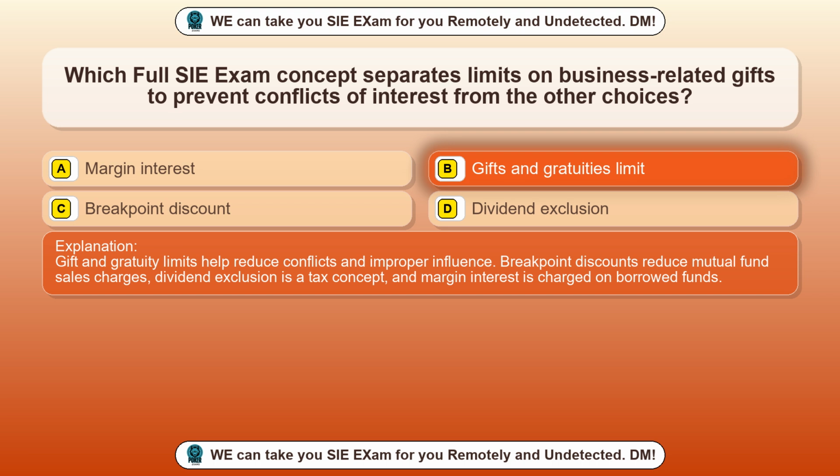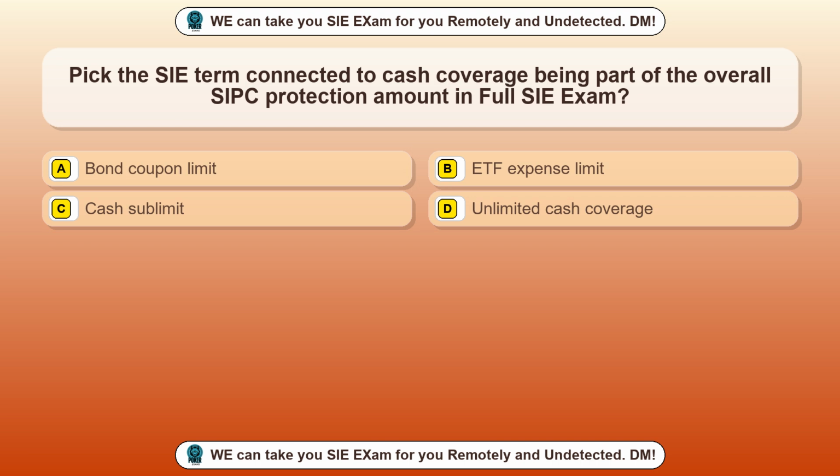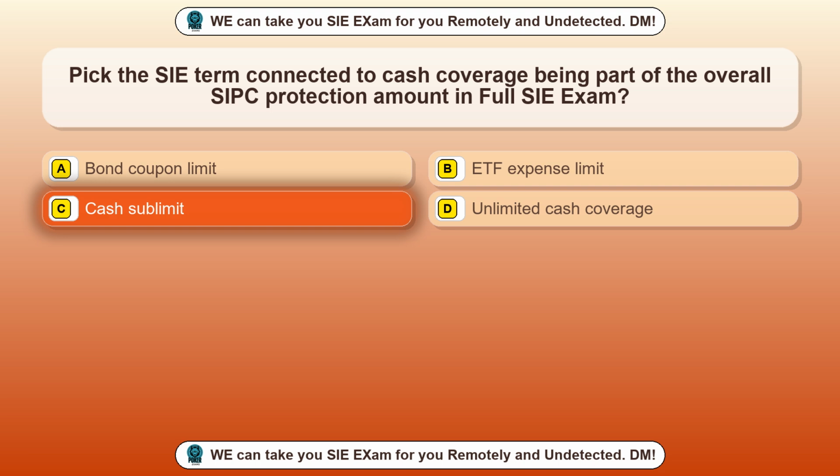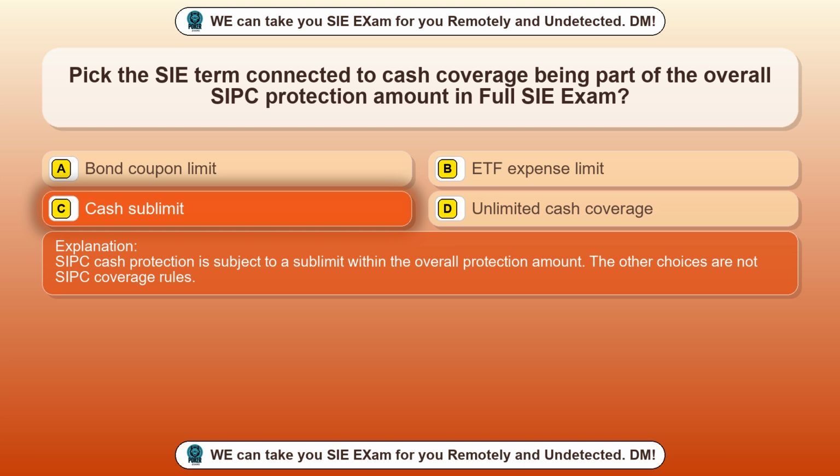Question 57. Pick the SIE term connected to cash coverage being part of the overall SIPC protection amount in full SIE exam. Option A, bond coupon limit. Option B, ETF expense limit. Option C, cash sublimit. Option D, unlimited cash coverage. The correct answer is option C, cash sublimit. SIPC cash protection is subject to a sublimit within the overall protection amount. The other choices are not SIPC coverage rules.